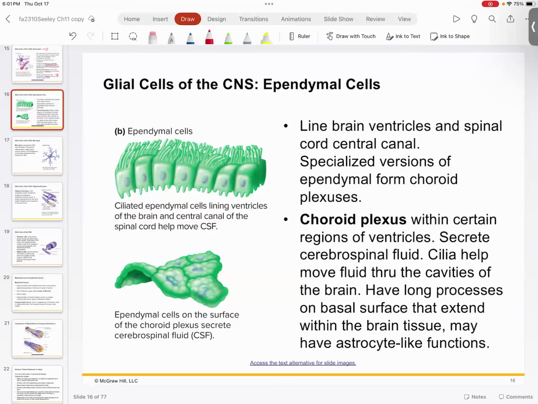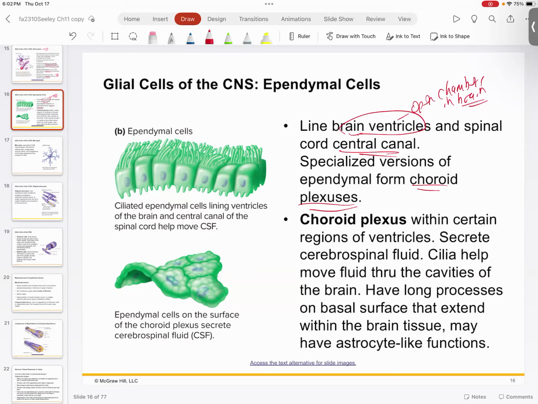Another group of cells, the next group of glial cells, is called the ependymal cells. These are important because they line the ventricles of the brain. Now, the ventricles are basically open chambers in the brain, and in the spinal cord, it's the central canal. So these will line these open chambers in the brain and the central canal of the spinal cord. There's versions of this in a structure called the choroid plexus, and the choroid plexus is found in one of the ventricles.